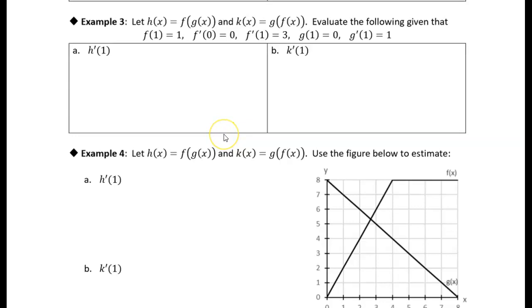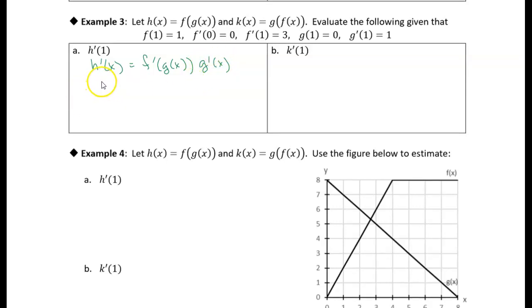All right, so we aren't given anything about what the function actually is. We're just given some values. But we're just going to apply the chain rule, okay? So h of x is the composite of f and g of x. So g of x is the inside function. So if I want h prime of x, it's just going to be f prime of g of x, times the derivative of the inside function, g prime of x. Okay, I'm just applying the chain rule.